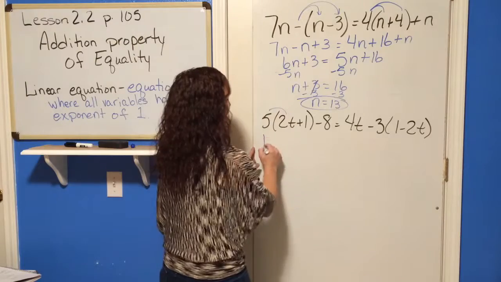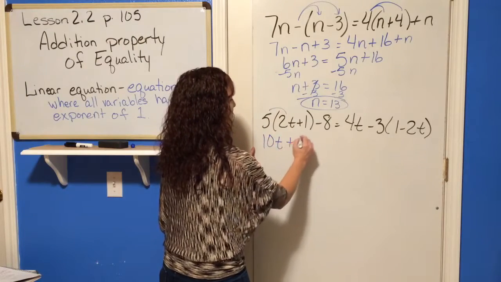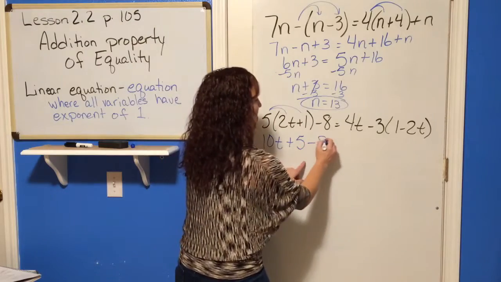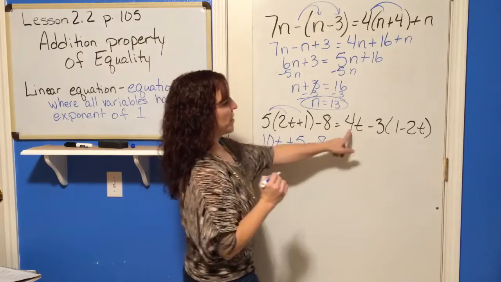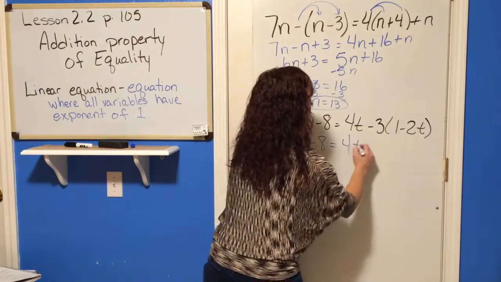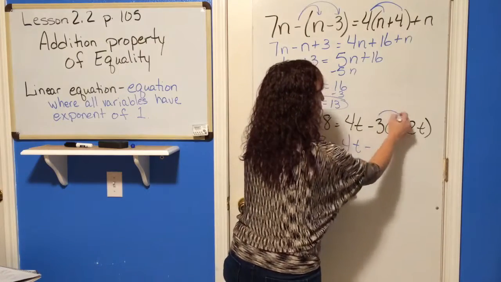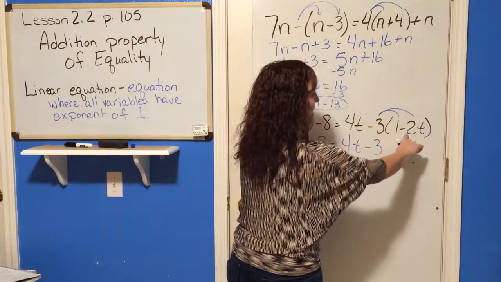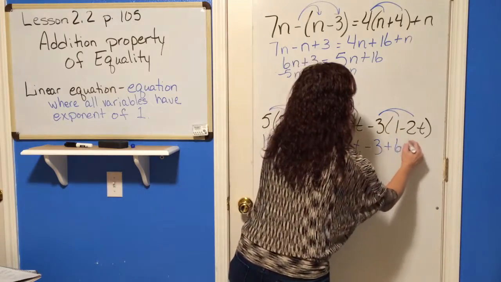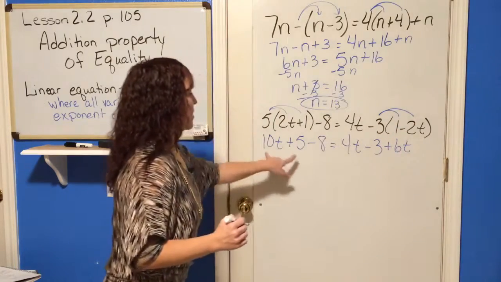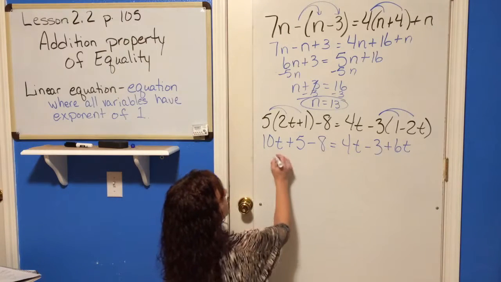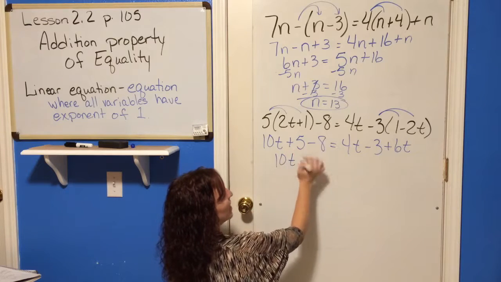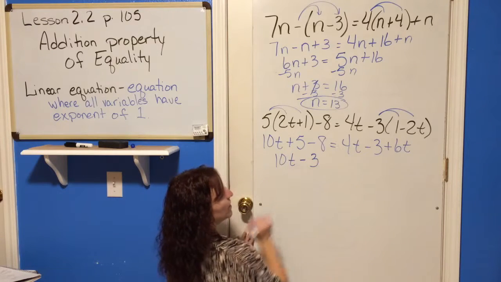All right. 10t plus 5 minus 8. The 4t is on its own. Minus 3 times 1 is negative 3. And negative 3 times a negative 2 is a positive 6t. Combining like terms, so this still stays a 10t. And positive 5 and negative 8 is a negative 3.